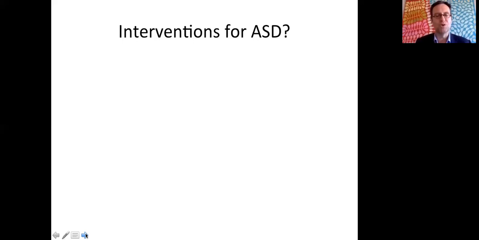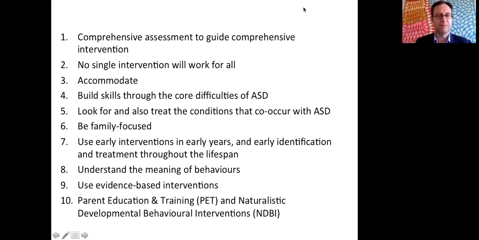But in autism specifically, principle number one is that we need a comprehensive assessment to guide comprehensive intervention. You've seen there are so many different components just in autism that we need to look for, and each person with autism is going to look different, and therefore their profile of needs will be different. Number two, by definition, no single intervention will work for everyone. So if anybody's trying to sell you a particular treatment, a particular pill, a particular therapy, and say this will be the solution to all the problems, by definition, they're probably wrong. Some things work for some, but not all things work for all.